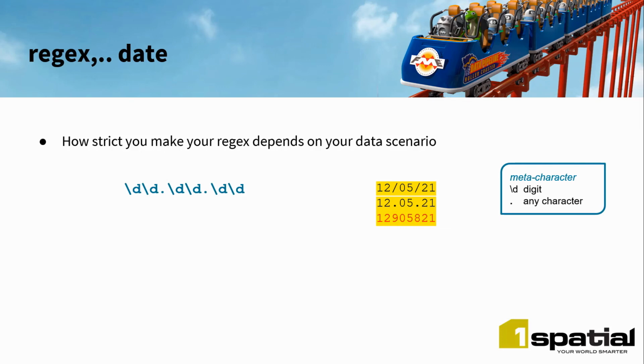So let's look at this example for a date field. To start with, we might want to use this regex, which is two digits for the date, month and year, with any character for the divider. So that works well with valid date strings, but it's also matching for strings that are not dates. And this is a really common problem.